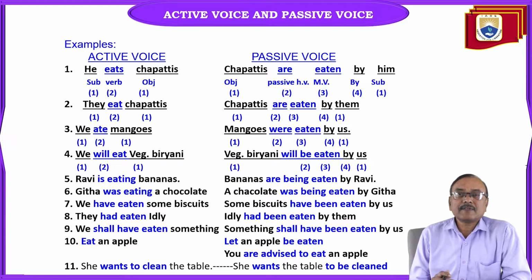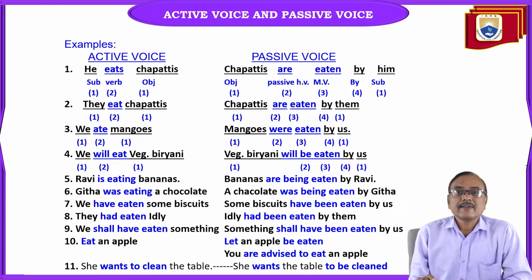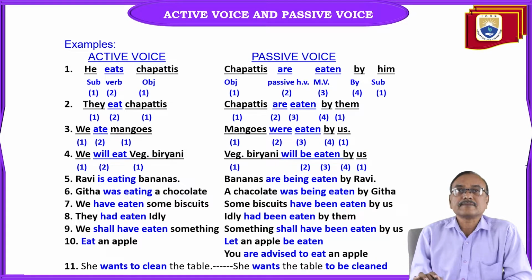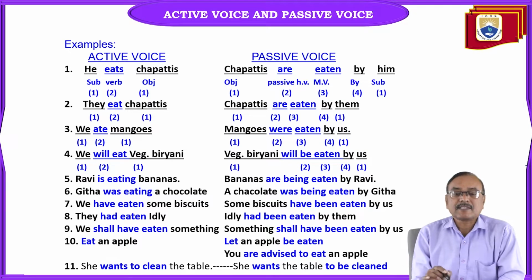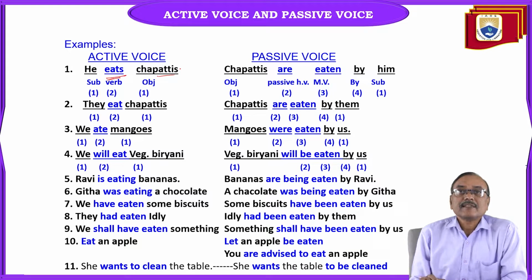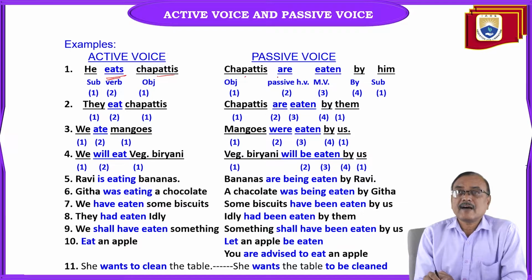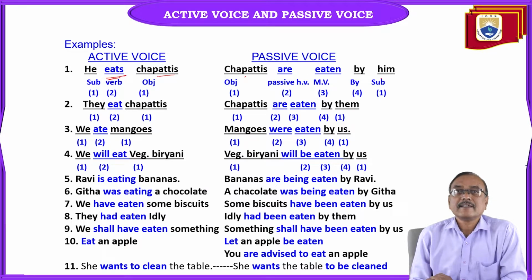Now see these examples. From these examples you can come to know what is going on during the transformation of a sentence from active to passive. He eats chapatis. Eats is the verb. He is the subject and chapatis is the object. Then you see here, chapatis are eaten by him.